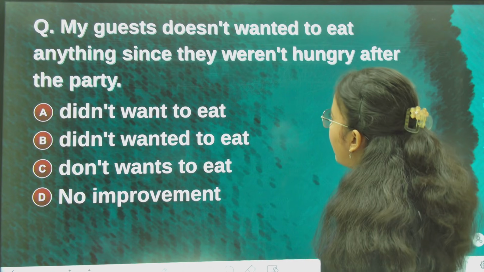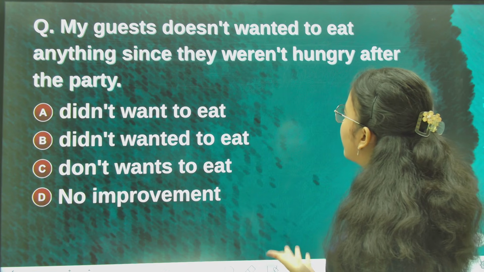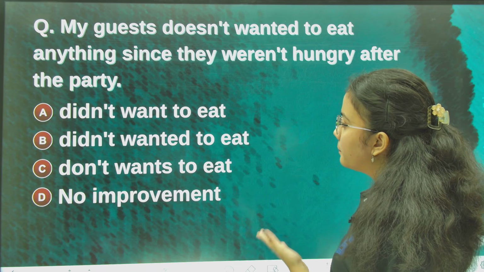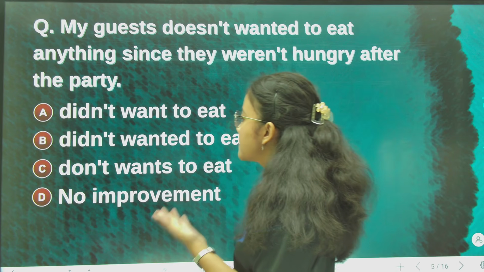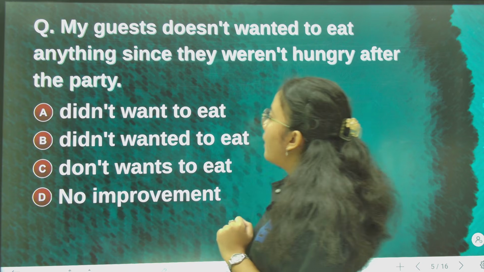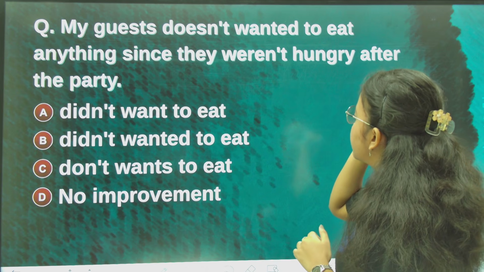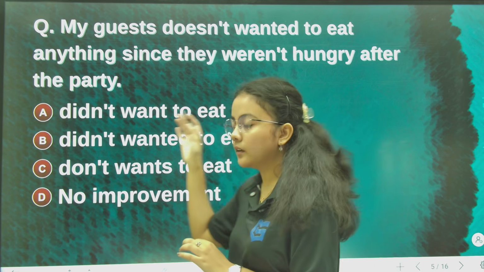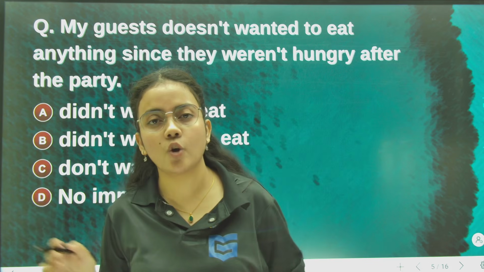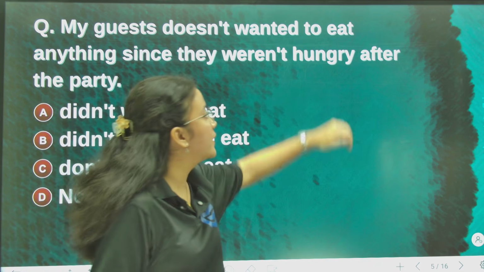Next question. My guests doesn't wanted to eat anything since they weren't hungry after the party. Option A, didn't want to eat. B, didn't wanted to eat. C, don't want to eat. D, no improvement. My guests doesn't wanted to eat anything since they weren't hungry after the party. Again, the context of the sentence. The sentence is in the past. The action has happened. They weren't hungry.